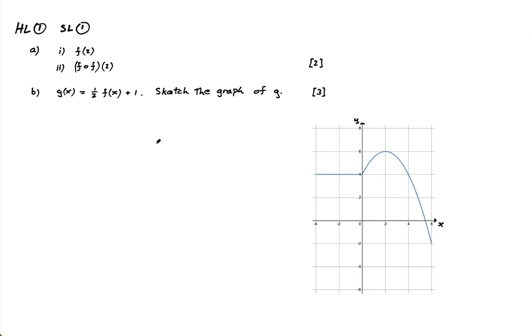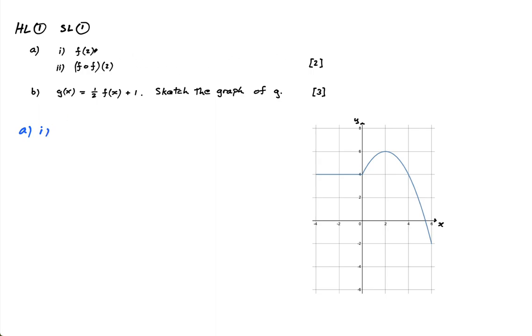Okay, question 1 for both HL and SL. So we're given a graph, we're not told what the function is, and it says find f of 2. There are 2 parts to part A, and there's 2 marks, so it's literally just 1 mark each. You're just going to write down the answer.